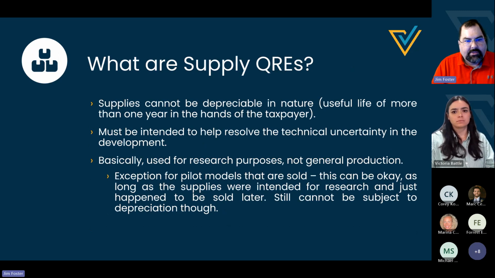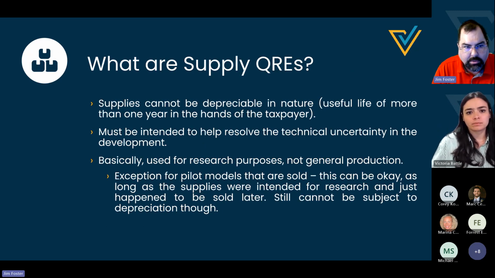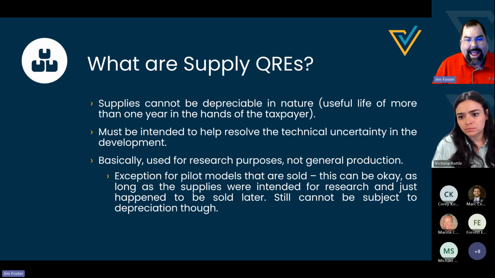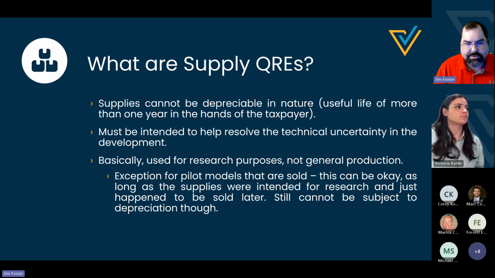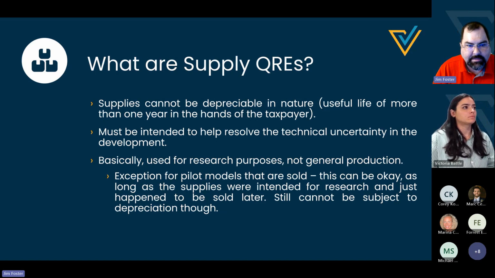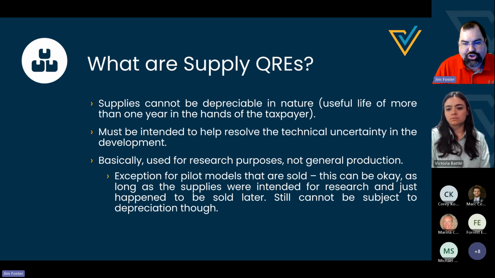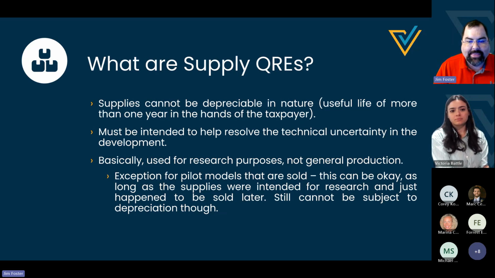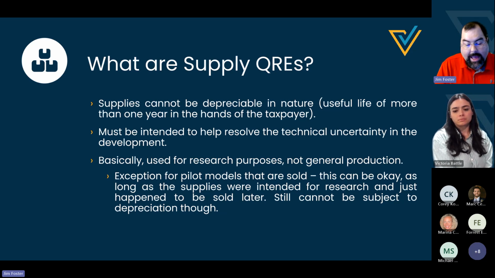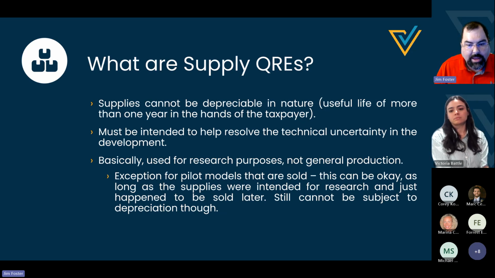Now, supply QREs, they can't be depreciable in nature, meaning useful life of more than 1 year in the hands of the taxpayer. So no computers or anything like that. It has to be intended to help resolve the technical uncertainty in the development. And it has to be used for research purposes, not general production. Now, please note that when we're looking at that, we're looking at the intent. It's perfectly okay that you have something that you intend for research purposes and it works so well that you're able to sell it. That's perfectly fine as long as you had that intent.